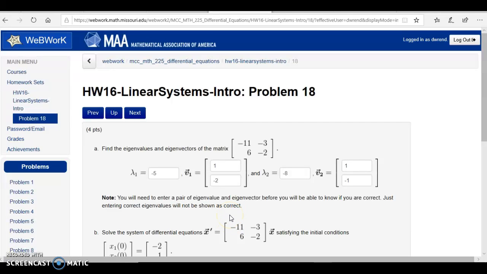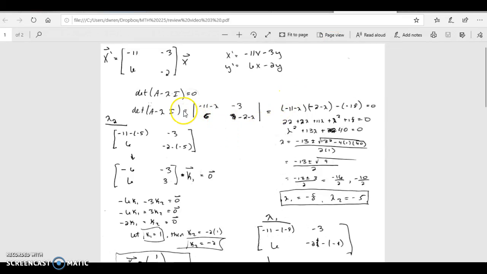I'm going to go over problem number 18 in WeBWorK 16, where you have to find the eigenvalues and eigenvectors of the given matrix, and then solve a system of differential equations given the set of initial conditions. So the first thing you would do is set the determinant of A minus lambda I equal to 0, in which you take the diagonal values and subtract lambda from them.